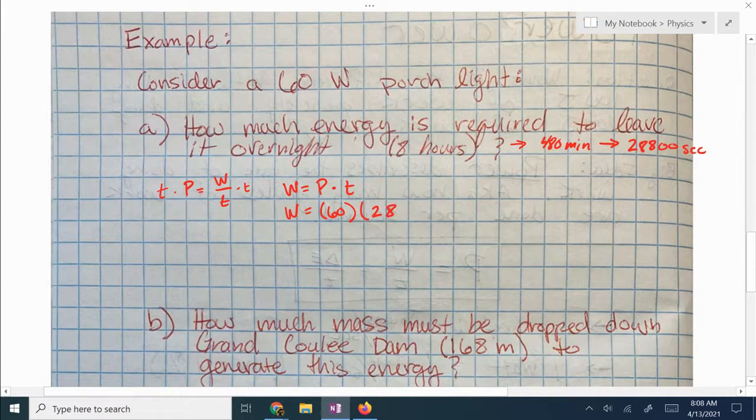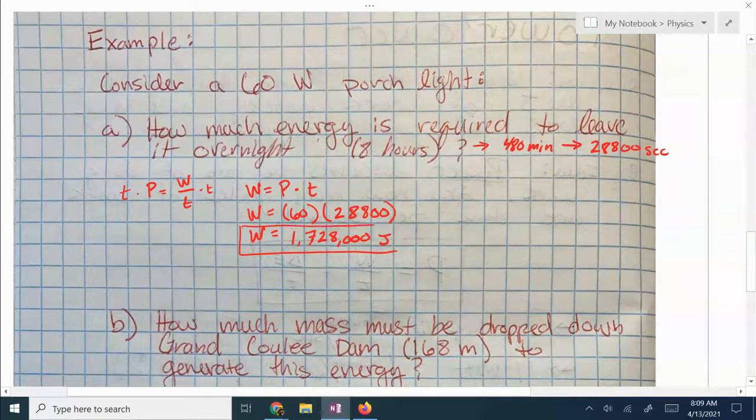The reason it has to be in seconds is because 60 watts is 60 joules per second. So my time unit must also be in seconds here. So that's going to give us 1,728,000 joules, right? It's an amount of energy, so it's measured in joules. So there we are with that.